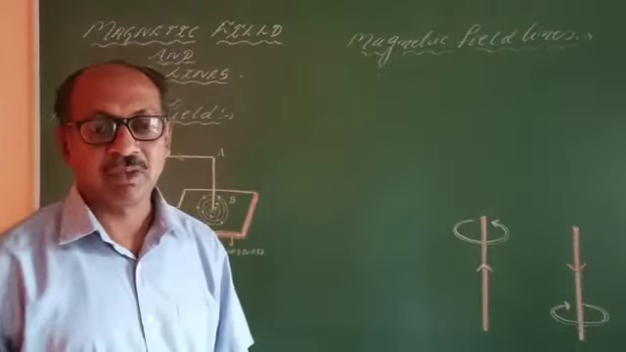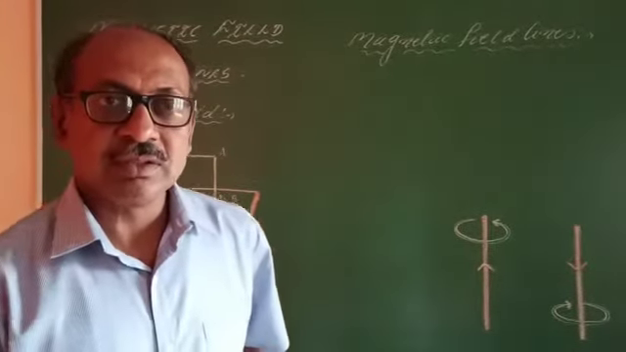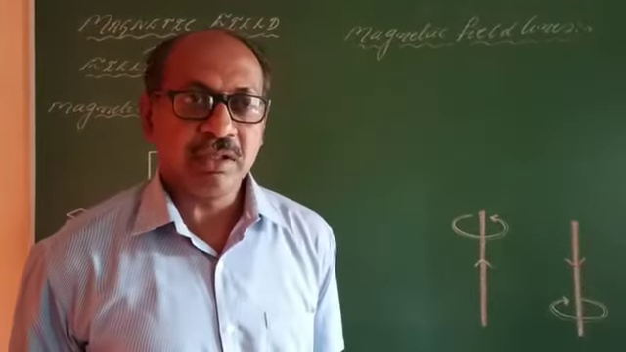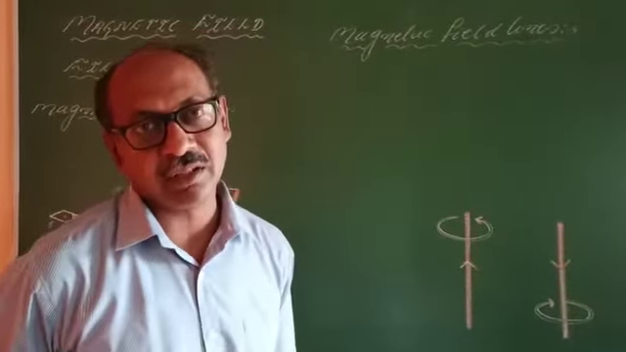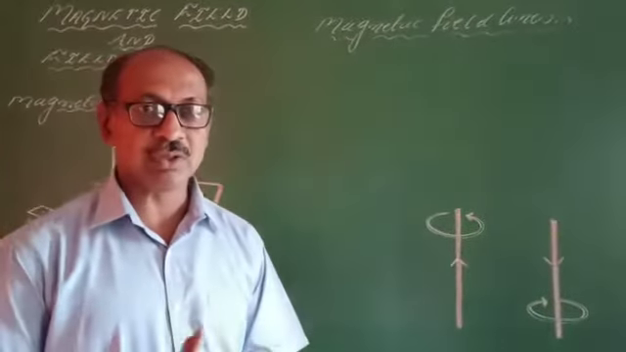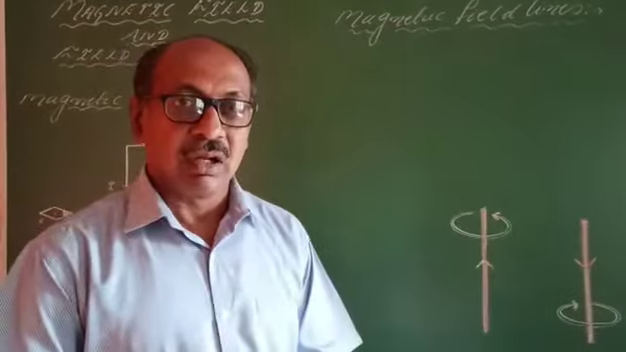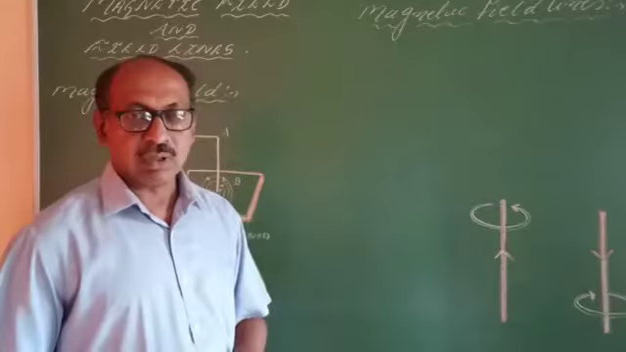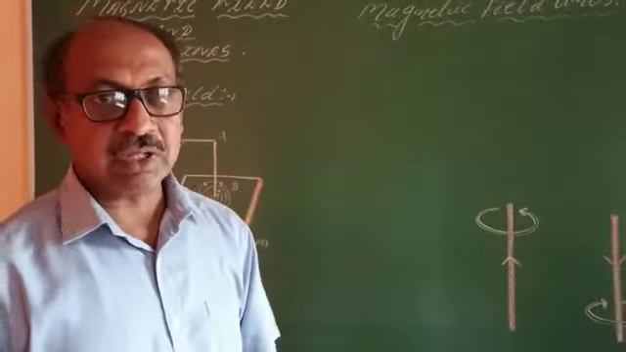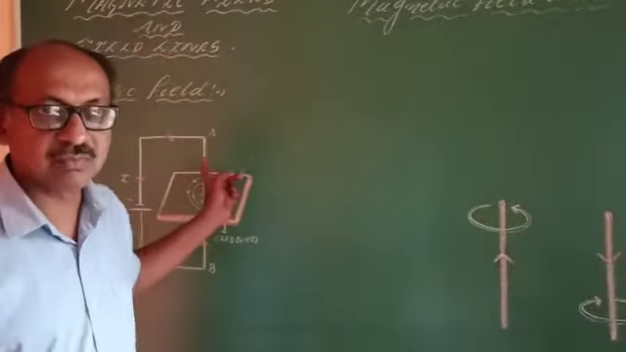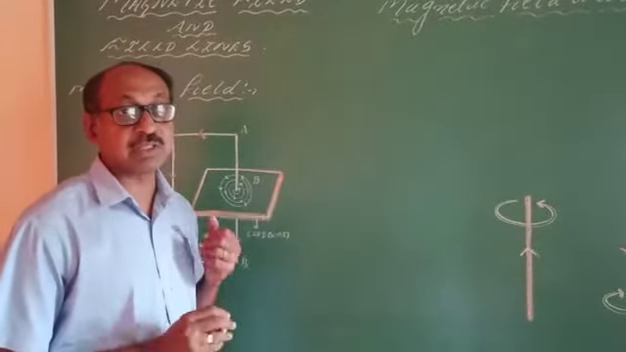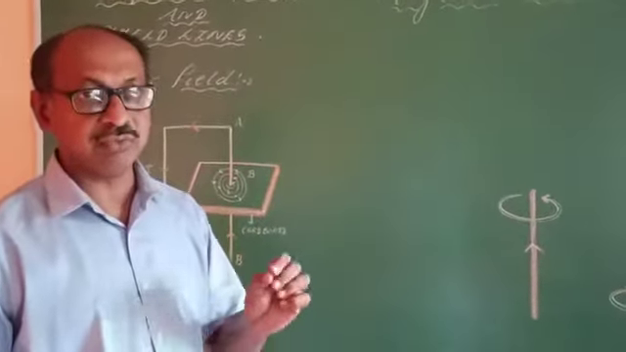Good morning. So in the last class, we already discussed the magnetic effect of the electric current. We already studied the Oersted experiment. What does the Oersted experiment say? When a conductor is carrying a current, around the conductor there must be the presence of a magnetic field.